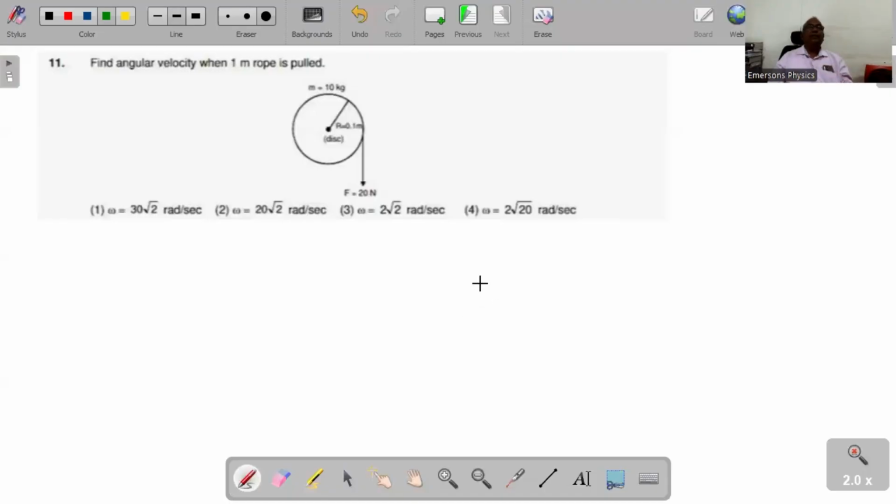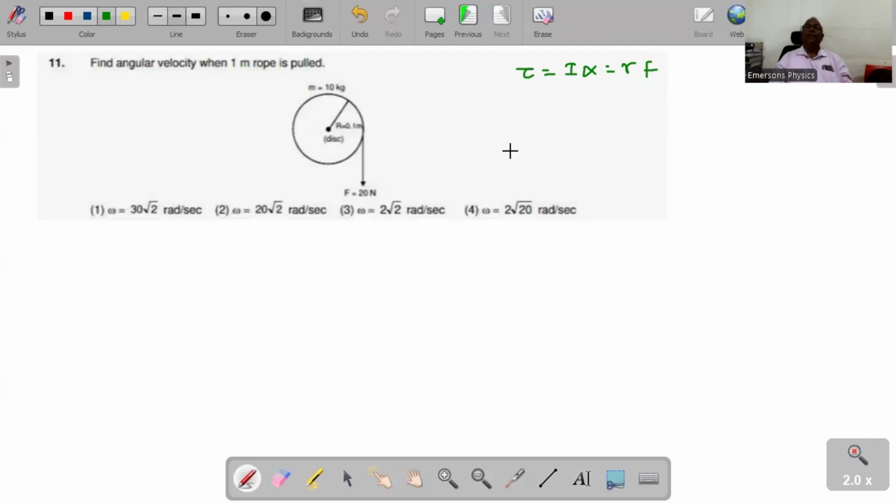Find angular velocity when 1 meter of rope is pulled. Here, the mass of the body is given as 10 kg, and the radius is 0.1 meter. It's a disk. We know the formula: whenever this type of rotation happens, torque, I alpha, is equal to R into F.